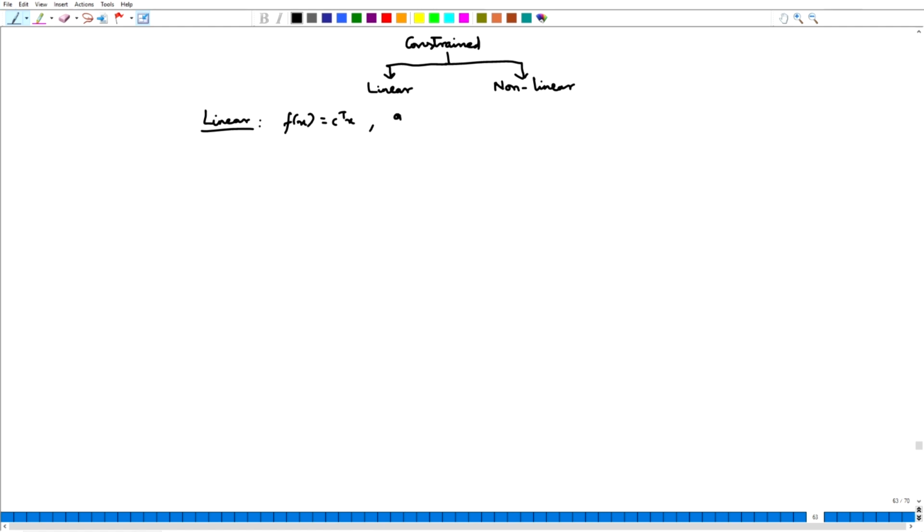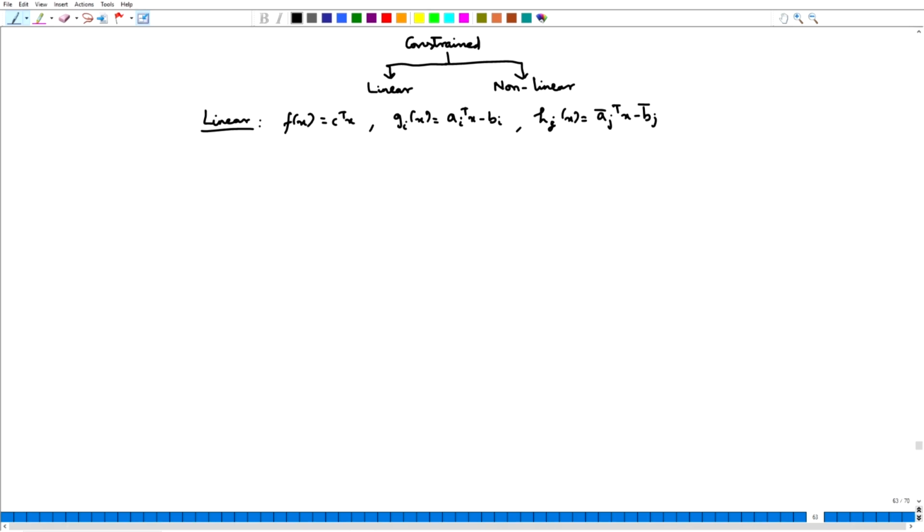And g_i of x are of the form a_i transpose x minus b_i, and h_j of x are of the form a_j bar transpose x minus b_j bar. The bar is just to differentiate that one is the inequality constraint and the other is the equality constraint.